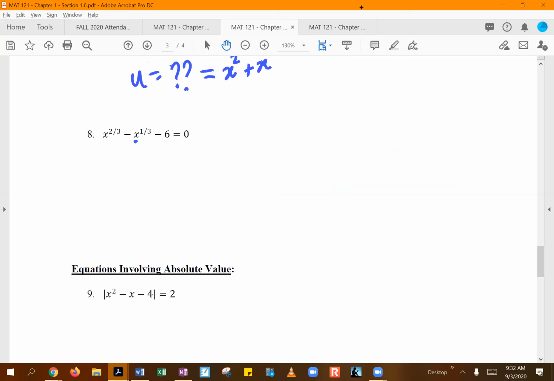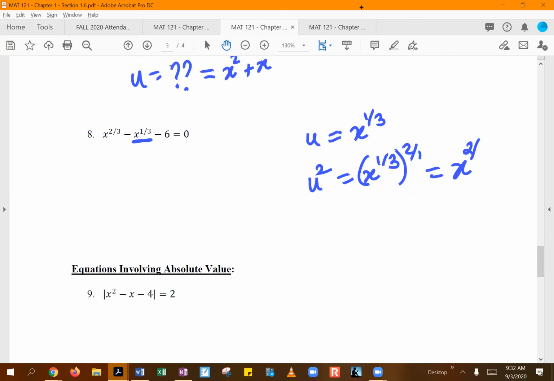Even for something like number 8, use that middle term to get your u value. So that would be x to the 1/3. Again, we will raise both sides of our equation to the second power. If it helps, you can think of this as being 2 to the 2 over 1. So this will end up becoming x raised to the power of 2/3, which is again our leading term. So you end up with u squared minus u minus 6 equals 0. Again, guys, factoring will work out just as well over here, but you can also use the quadratic formula, and then you get x to the 1/3 equal to whatever answer you get.